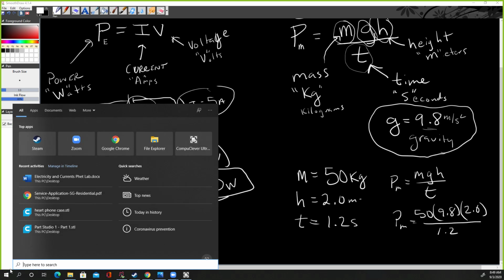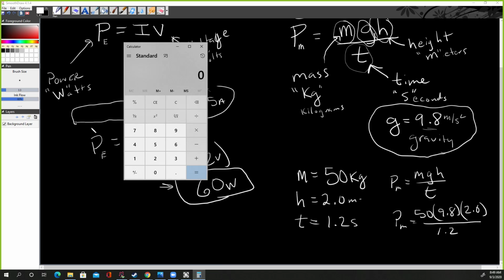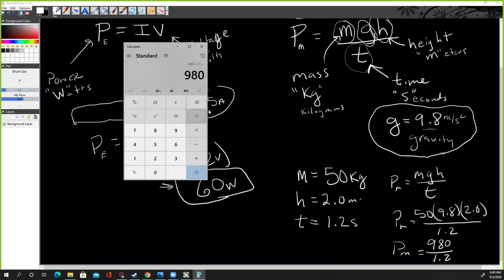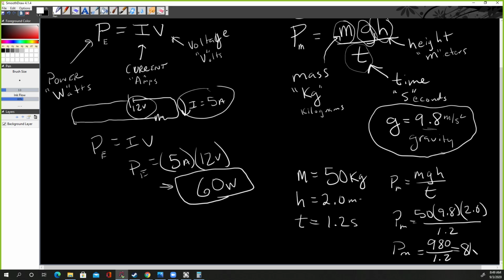Now the first thing we're going to do is multiply all across the top. So we're going to get a calculator because that makes it easier. Here we go. 50 times 9.8 is 490. Then times the 2.0, and that's 980. So we get 980 on top. Divided by the 1.2 on the bottom, right? There's that 1.2 still on the bottom. So let's divide 980 by 1.2. And it's 816.666, so I'll just say 816 watts of power. And that's a lot.